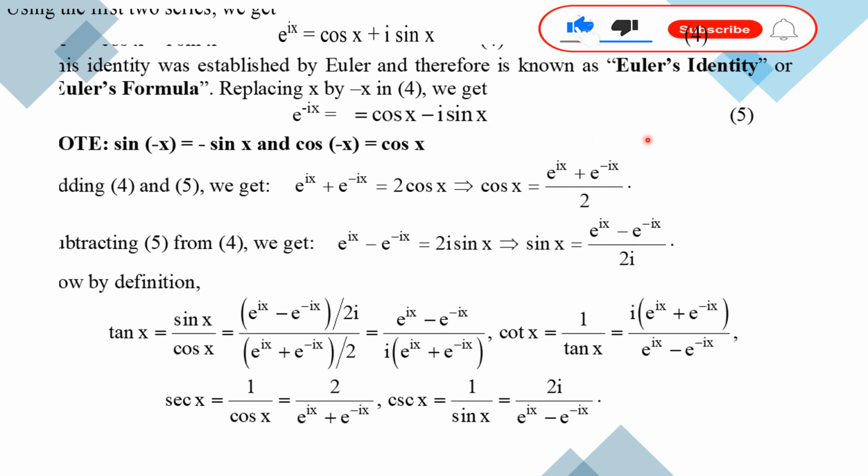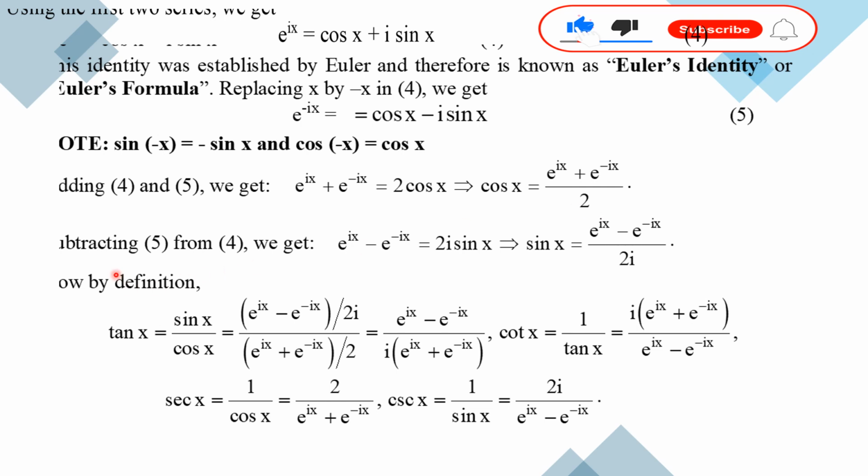So we have equation number 4 and equation number 5. If we add 4 and 5, the right-hand sides give e power iota x plus e power minus iota x. Here we get 2 cos x, as iota sin x is cancelled by minus iota sin x. So 2 cos x is equal to e power iota x plus e power minus iota x, and if we divide both sides by 2, we have the identity cos x is equal to e power iota x plus e power minus iota x divided by 2.